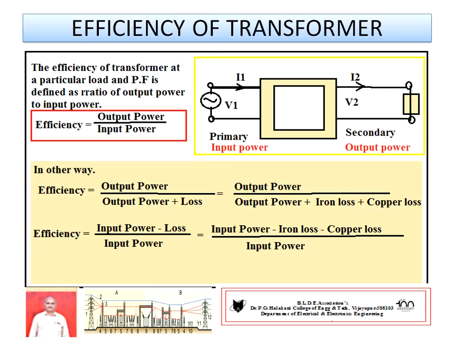input power. So efficiency, defined as output power divided by input power, may be written as output power divided by output power plus loss. We have two types of loss, one is iron loss and one is copper loss. In a similar fashion, efficiency is also written by replacing the output power in terms of input power. In the second expression, output power is replaced by input power, that is, input power minus loss divided by input power.